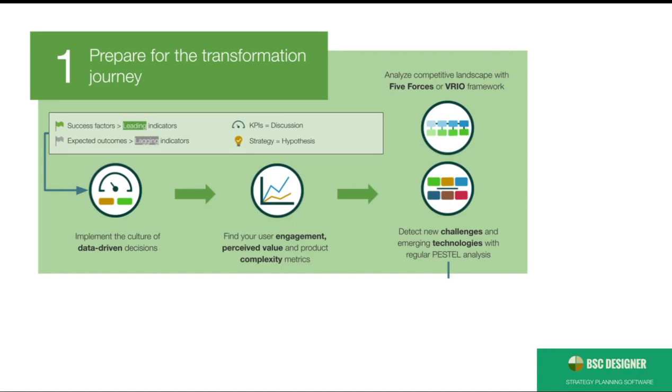Implement the culture of data driven decisions in your organization. What is a culture? In this context, culture is a set of behavior patterns. Then, what behavior patterns do we need to start making the decisions based on data? Here are the ideas that we find helpful.